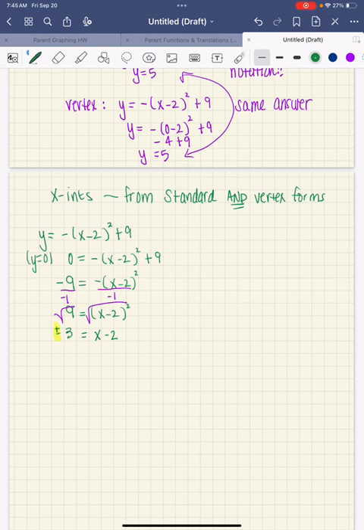So now I'm going to add 2 to both sides. And then I'm going to simplify. So this becomes 2 plus or minus 3, and that's going to equal x. And then you can simplify that. So x is going to be 5 or negative 1. Notation, notation, notation.